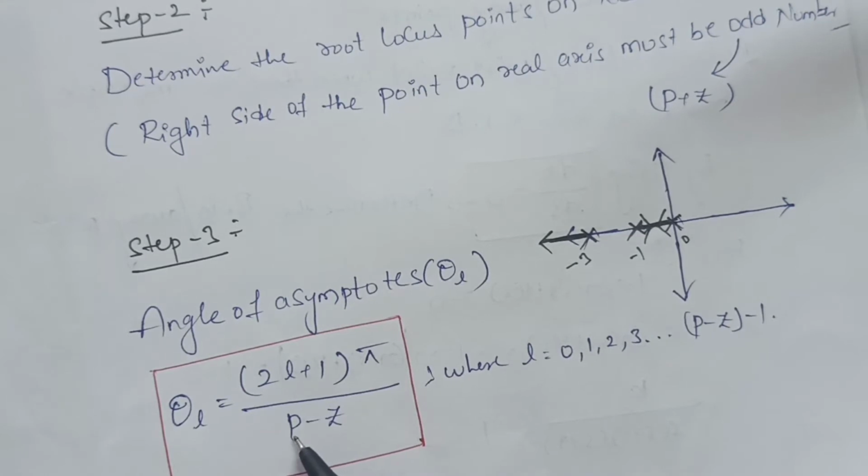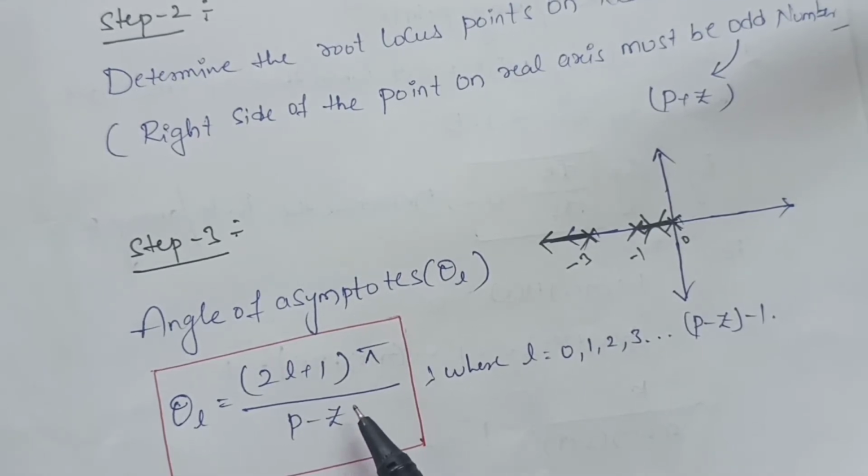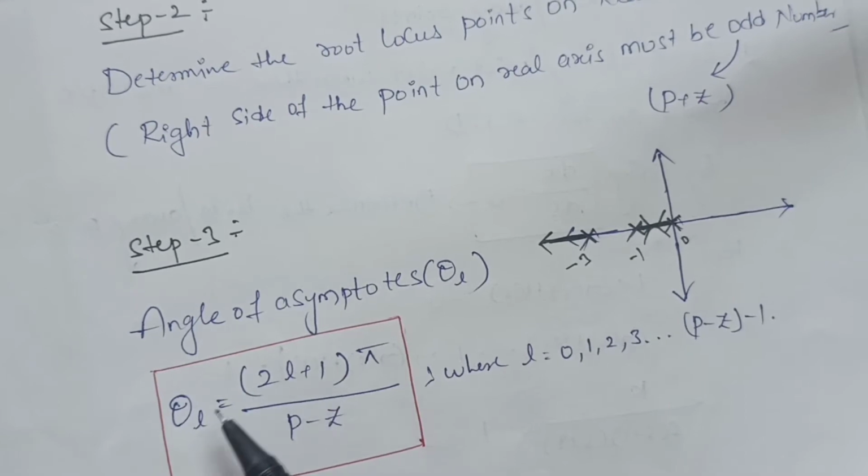P is the number of poles and Z is the number of zeros. The number of poles is 3 and the number of zeros is 0 from the open loop transfer function. Some books use another formula, (2q+1) times 180 degrees divided by P minus Z, which is also the same. Q and l both are the same.